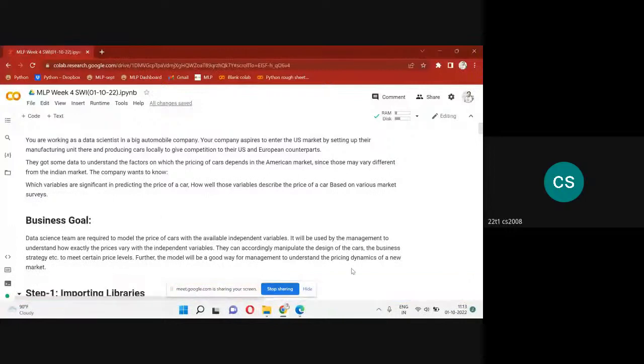So this dataset is a car dataset. Let's say you are working as a data scientist in a big automobile company. Your company has to enter the US market. Before entering the US market, obviously you will try to understand what the constraints are, what the factors are which affect the car price, so that you can propose a competitive model.